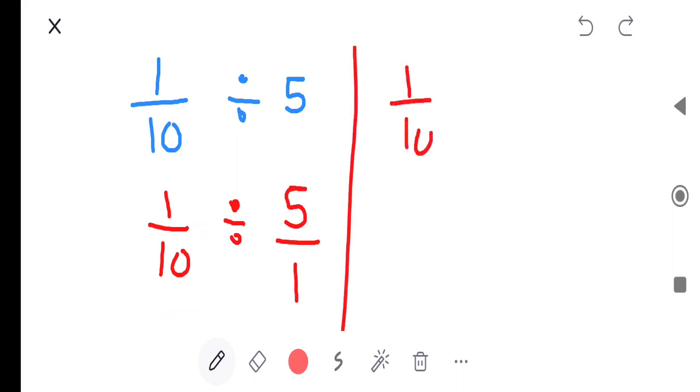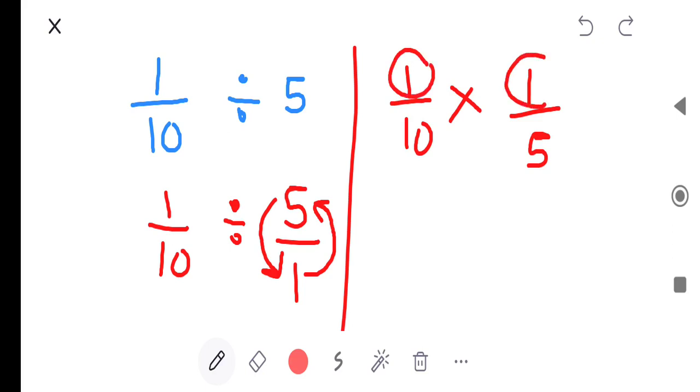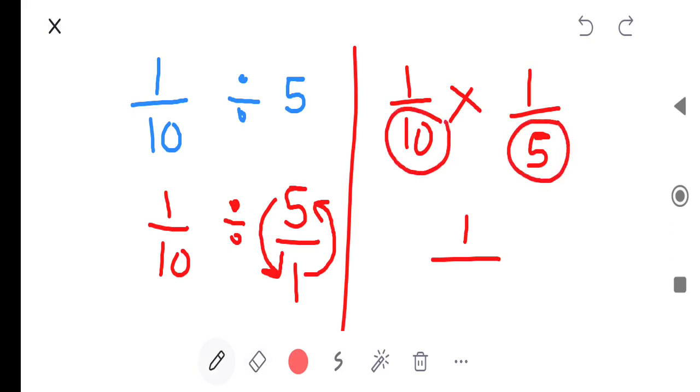Then you change this division to multiplication, and then you flip 5 over 1. When you flip 5 over 1, 1 will go up and become the numerator, then 5 will come down and become the denominator. Then you multiply the numerators that we have here. So you do 1 times 1, that gives you 1 over, multiply the denominators, so you do 10 times 5, that gives 50. So the answer becomes 1 over 50.